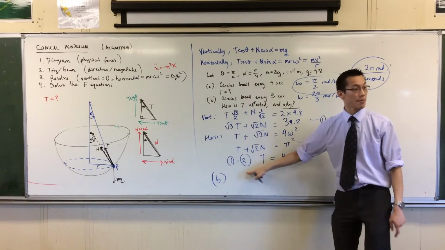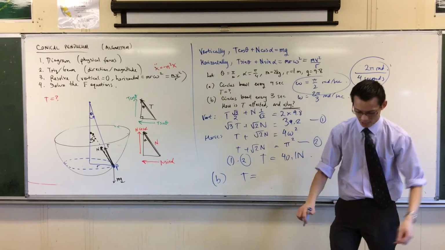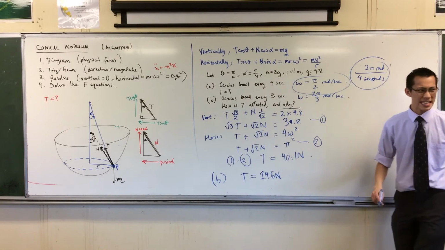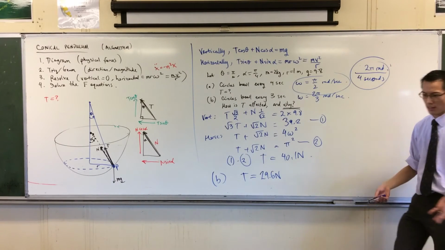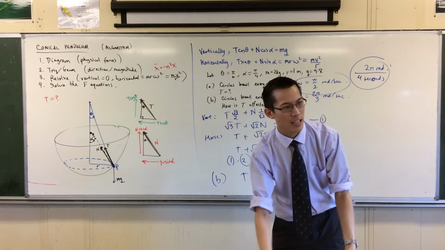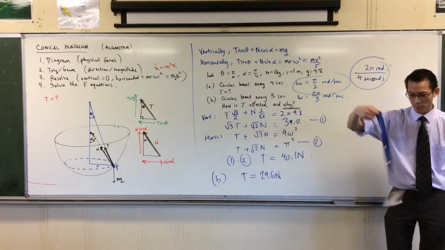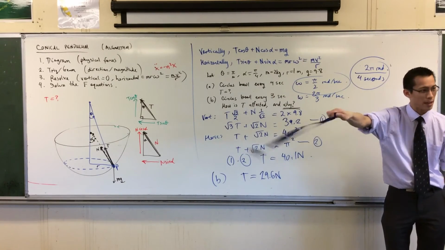When you do the same thing and you go ahead and solve, the tension in the string is, what is it? It's like 20-something? 29.6. 29.6? It's less. The tension in the string is less. How can the tension in the string be less, right? It seems to be pulling on me more the faster I make it spin.